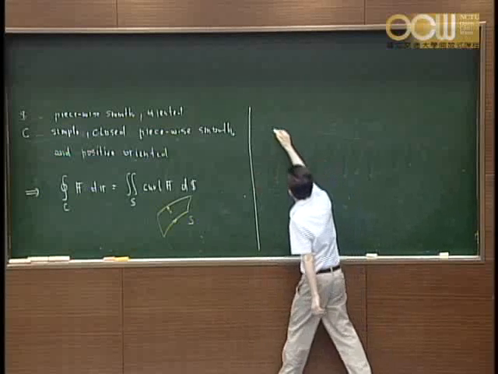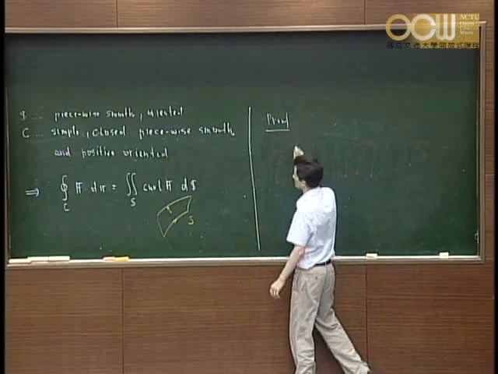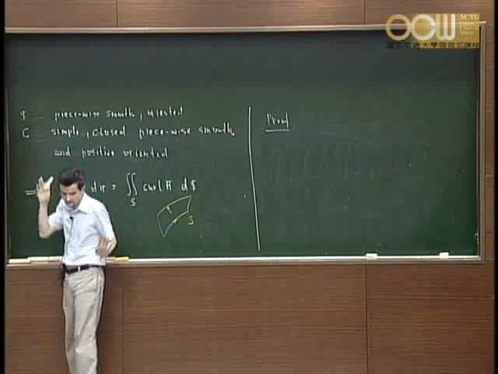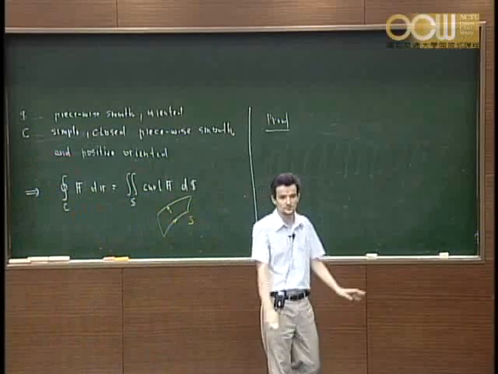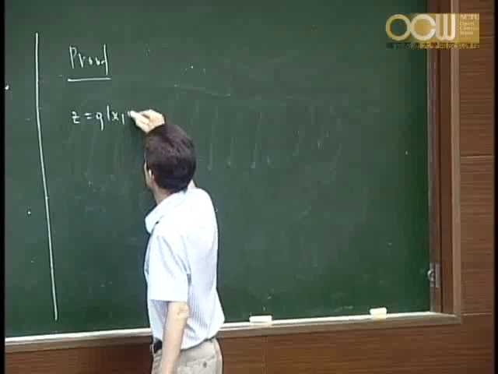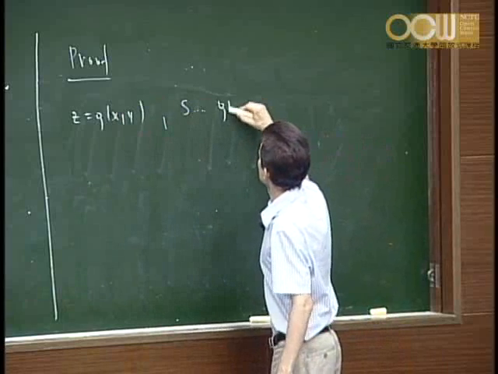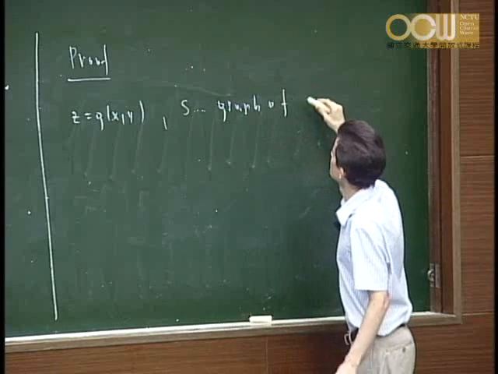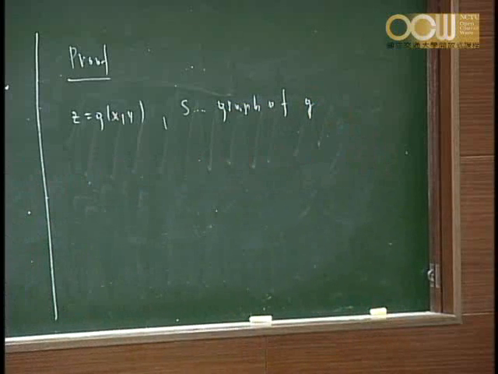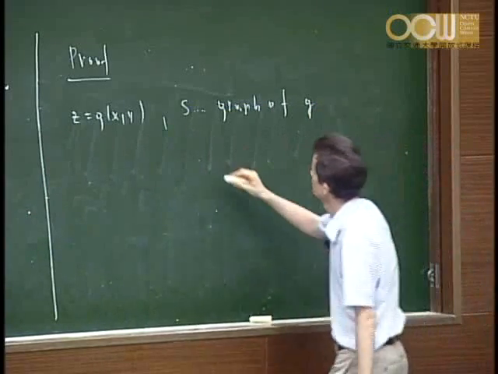So for the proof, I just show you how to prove it in a special situation. What I assume is that I just consider special surfaces, namely surfaces which are coming from a function of two variables. So I have a function of two variables, G, and S is the surface. So S is the graph of G, and as orientation, I choose the positive orientation, or upward orientation.